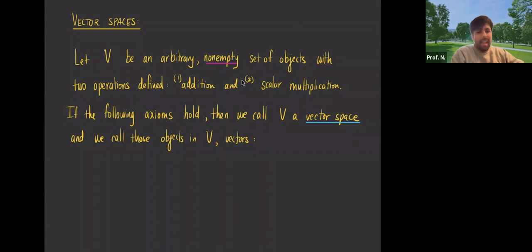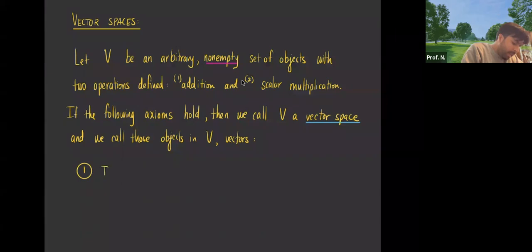I'm going to give you these 10 axioms. So if you have a set of objects where you have these two operations defined, addition and scalar multiplication, and if the following 10 axioms are true, then those objects that you are utilizing from this set are called vectors, and this set is considered a vector space. So this sounds almost up in the air, right? It sounds like something not really clear or concrete, I would say.